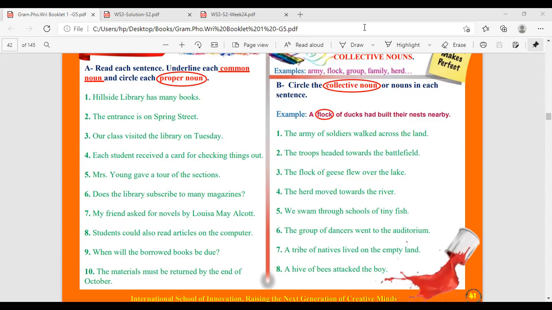Yalla, Ibrahim. Yesterday we solved until number 3. Let's do number 4 now. We have to underline the common noun and circle the proper noun. Each student received a card for checking things out. Each is not a noun, just student. Student, common or proper, Ibrahim? Common. Excellent.